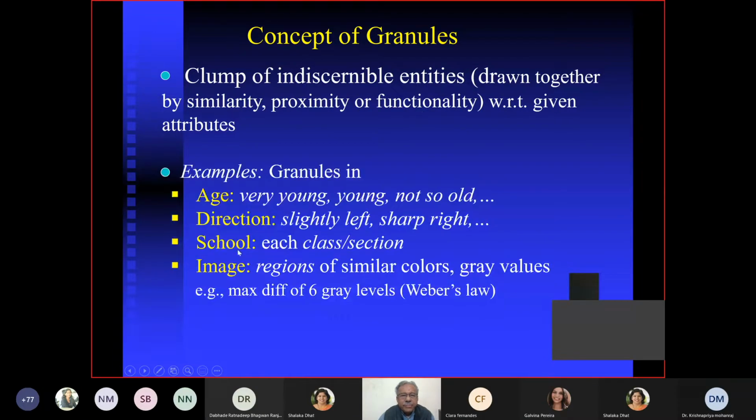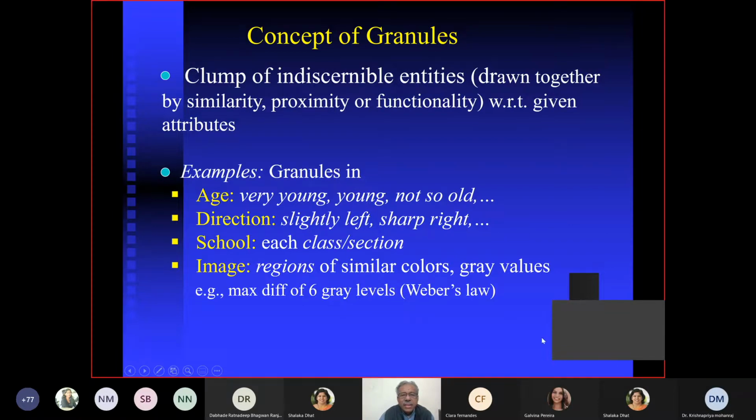For example, granules in age, granules in direction, school. Age: we say very young, not so old. So here this is a granule. That means I am not going by the age 30, 25, 21, or 22.6 years. I say something like very young, which is understood to be maybe 15 to 25 or 25 to 35, depending on the context. Similarly, for direction, when you drive a car, you go by slightly left or slightly right. You do not measure the degrees and then turn.